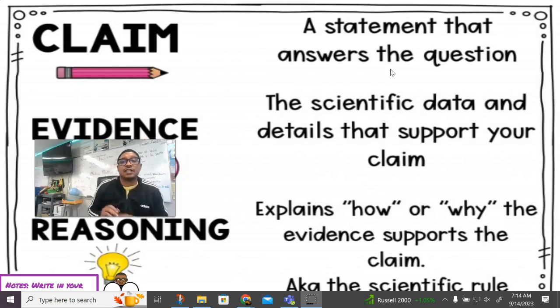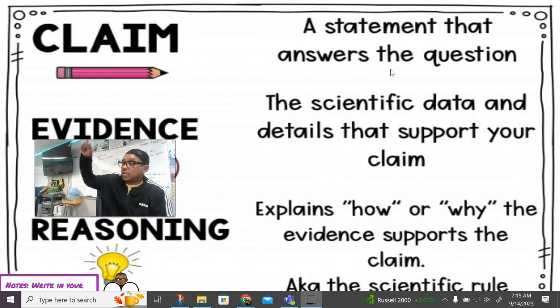Now, evidence. This is scientific data and details that support your claim. So remember, this is not a place to explain anything except for exactly what happened when you did the lab experiment. All you're really explaining is what the outcome was. Like this, we dropped a clay ball and a ping pong ball from 1 meter height. What I should be putting as evidence is: I dropped a ping pong ball from 1 meter in height, and when it hit the ground, it bounced up 0.52 meters, or 52 centimeters, okay? I'm not explaining anything except for exactly what happened.